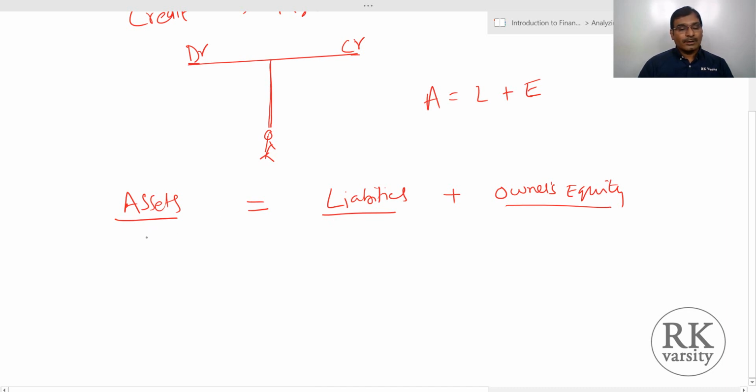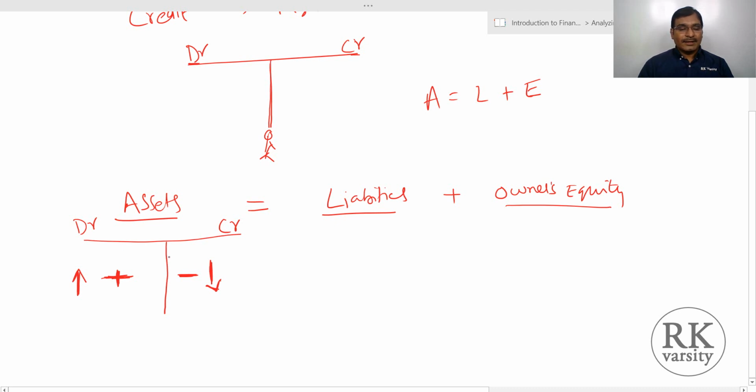So when you are talking about assets, we write an asset account, any asset account, with a debit side and a credit side. Whenever there is an increase in your assets, we debit this. So we add on this side, or we put this on the left hand side. Whenever there is an increase in your assets, we write it on the debit side. And whenever there is a decrease in your assets, we record it on the credit side.